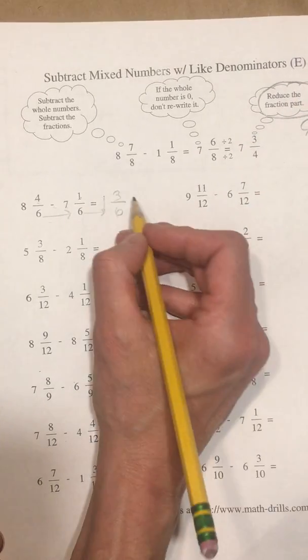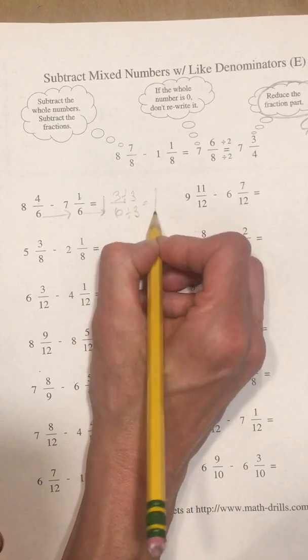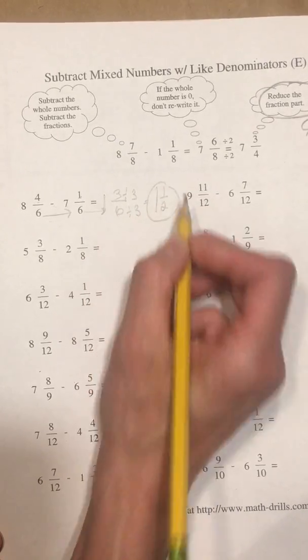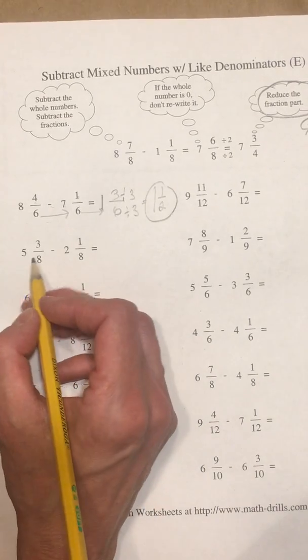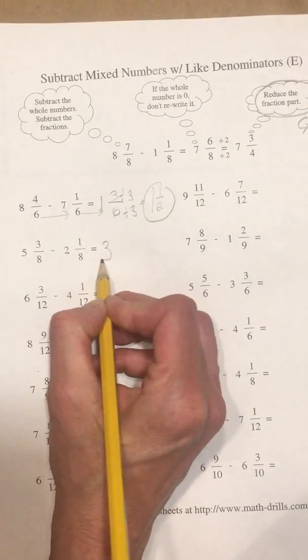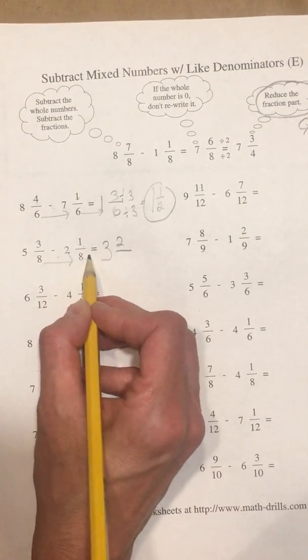Find the greatest common factor. Greatest common factor of a 3 and a 6 is a 3. So you're going to get 1 and 1/2. Next problem, 5 take away 2 is 3. 3 take away 1 is 2. And the denominator carries over.